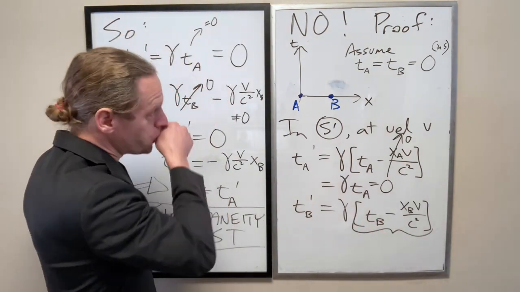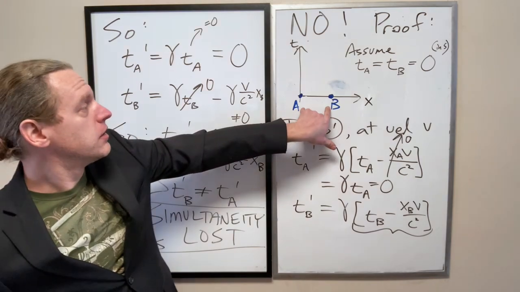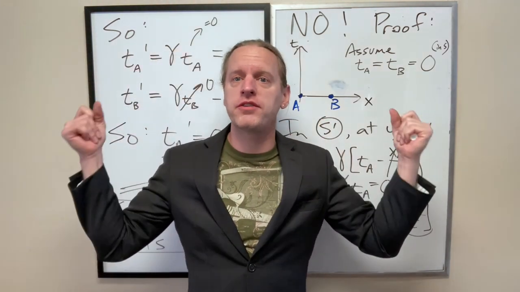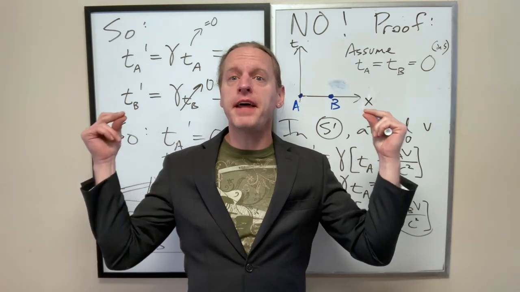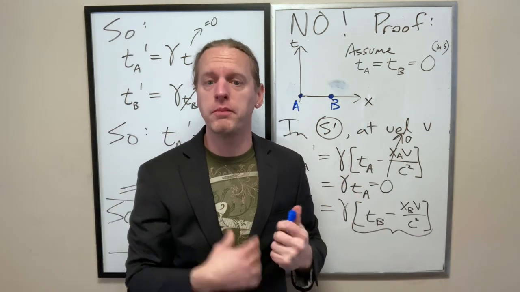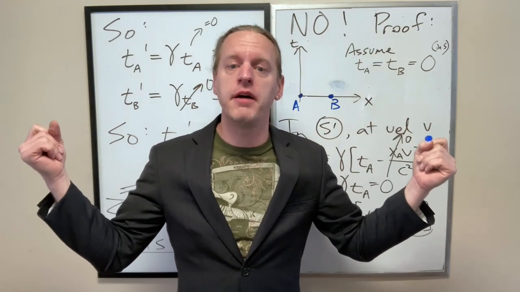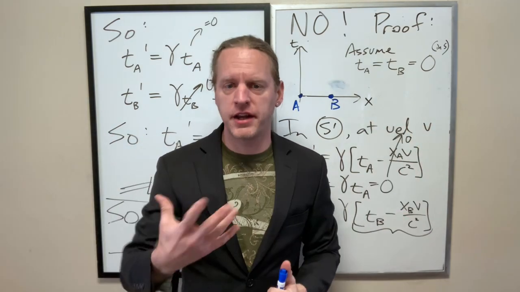So by the way, these two events, to be clear, we saw that there was a reference frame where they were simultaneous. And if that's true, something really important happens. We call these events space-like events. And I'll get to that here in a moment.